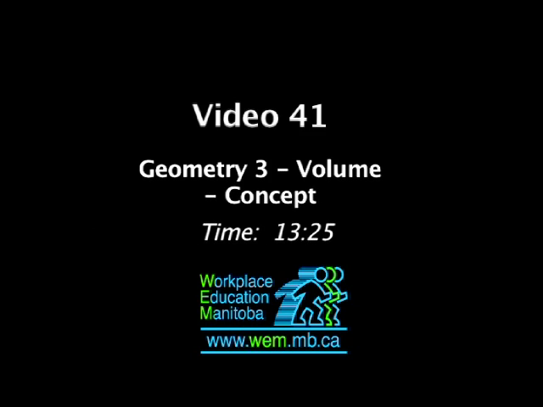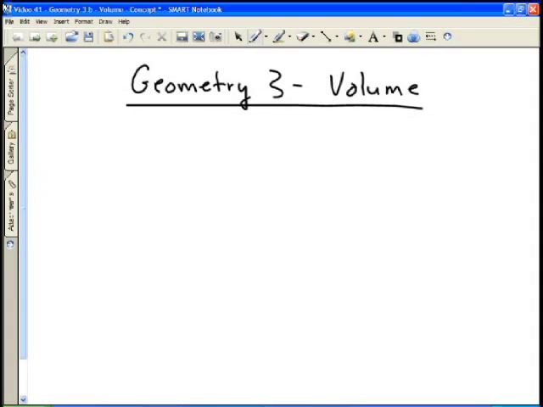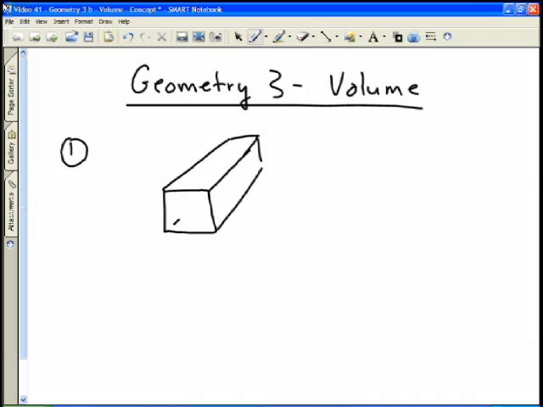We want to take a look in this video at the general concept of volume. So we've taken a look at area, but we want to take a look now at volume. And the volume is the amount of space that an object takes up. If we look at just a simple box here, the volume is the amount of stuff that you can put inside. Volume is always measured in cubic units.